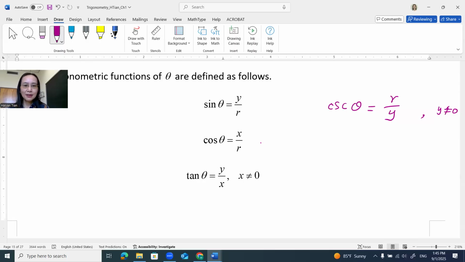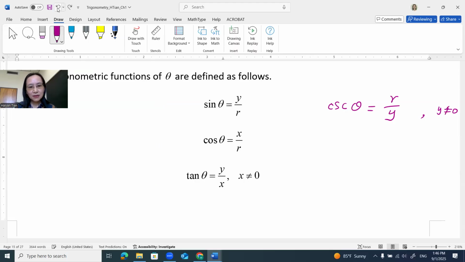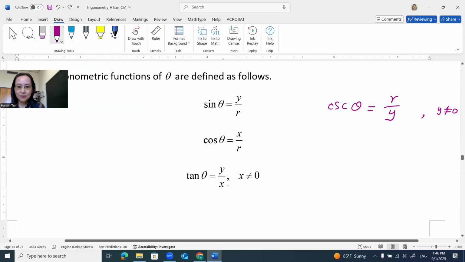But r is always positive, so the sine function is always defined, and the cosine function is always defined. Tangent is not always defined, because when x is 0, the tangent function is undefined. So we need to indicate that: the tangent function is only defined when x is not 0.